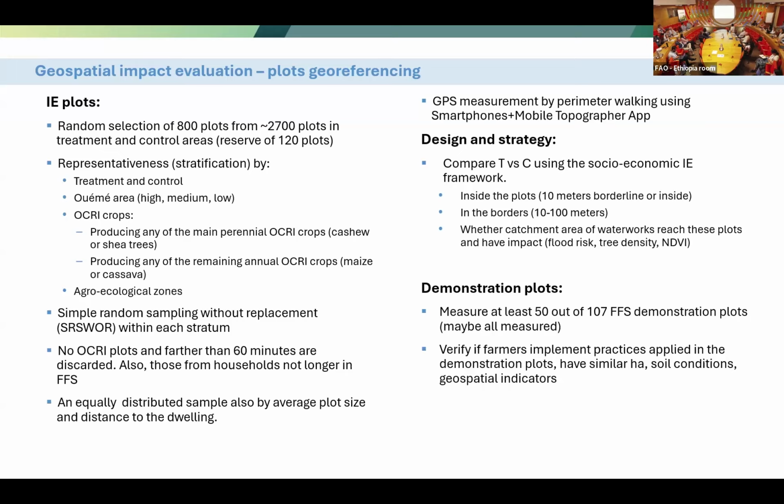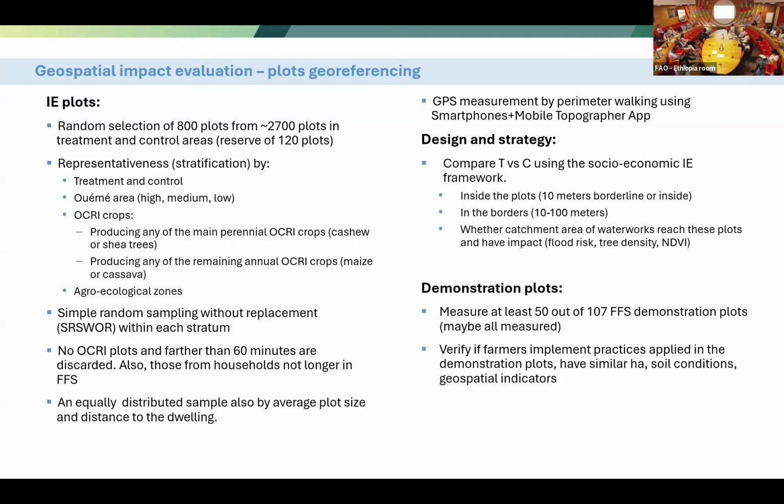Another option is to assess the effects inside the plot. For example, if there is a particular effect, the effects are contained inside the plots, or maybe on the borders, from, for example, 10 to 100 meters. We can also try to identify catchment areas using the water works. So what is the catchment area of the water works that are going to be implemented, and then see if the plots in which we have the sample were affected or not by these particular water works. That's an additional thing that we thought we could do.